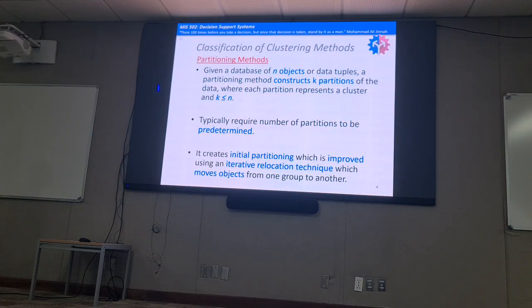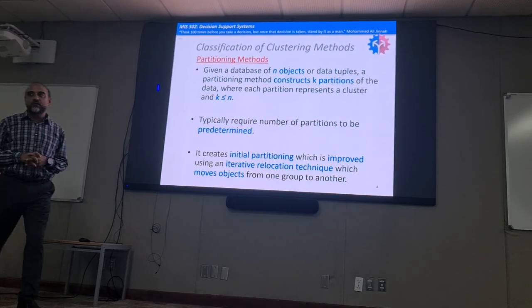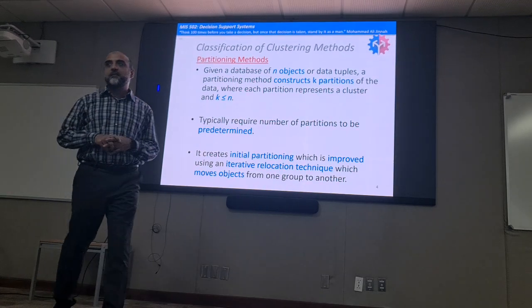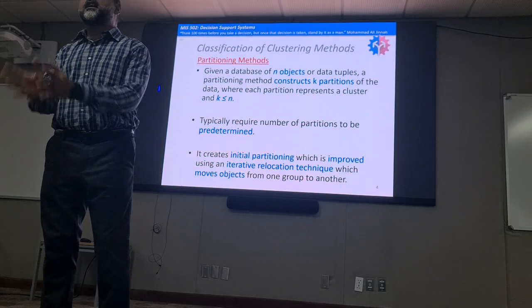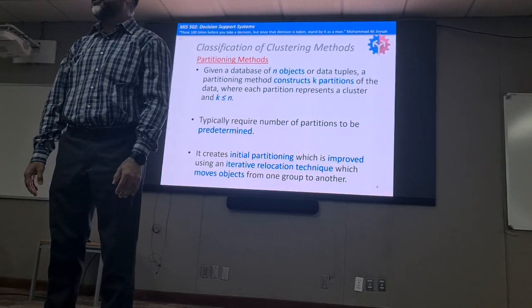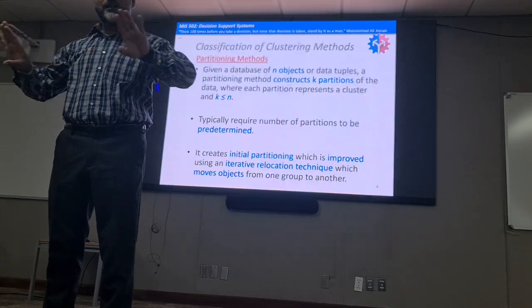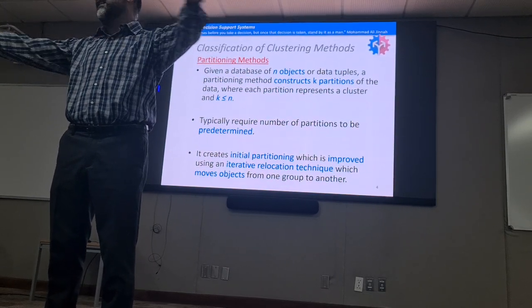Okay, so it typically requires the number of partitions to be predetermined. It creates an initial partition which is improved using some iterative technique which moves objects from one group to another. So what does that mean? If you are the class, the initial step is, let's say I want 2 partitions. So I'll randomly just separate two groups. This is how the partitioning method starts. First step, there is no basis, random.